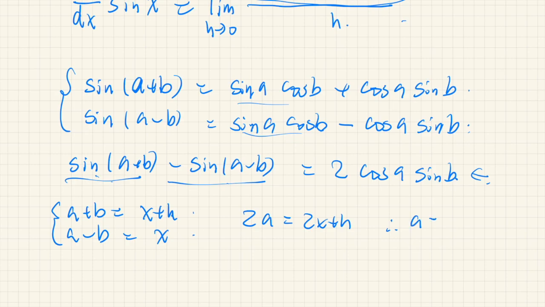Therefore, a is equal to (x plus h) over 2. And if we subtract these two, we have 2b equals h. So b is h over 2. So using this, let's see.